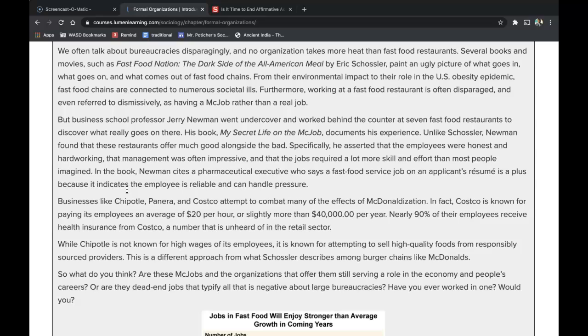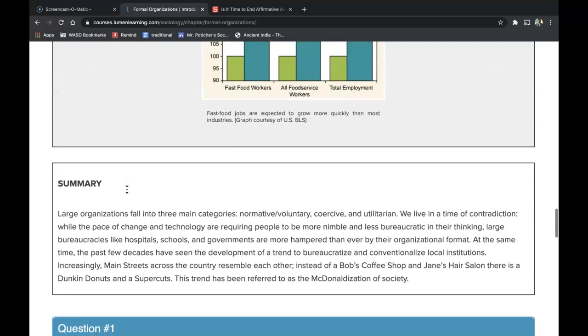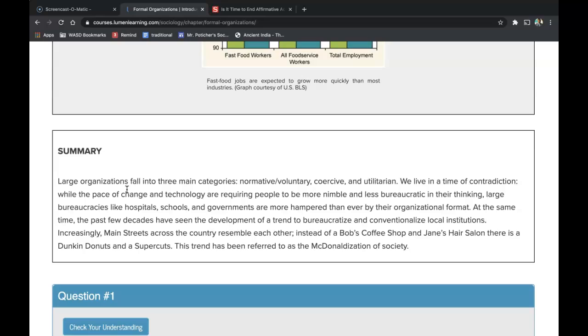So what do you think? Are these McJobs and the organizations that offer them still serving a role in the economy and people's careers? Or are they dead-end jobs that typify all that is negative about large bureaucracies? Have you ever worked in one? And would you? So as you guys can see, these are some of the things that show us about how bureaucracies work and how formal organizations work.